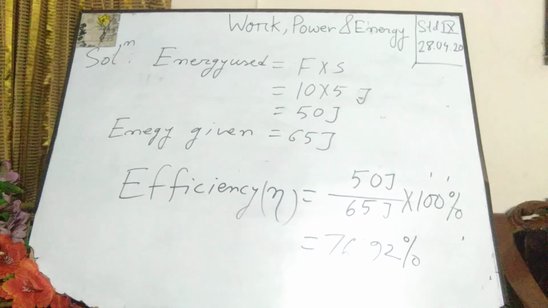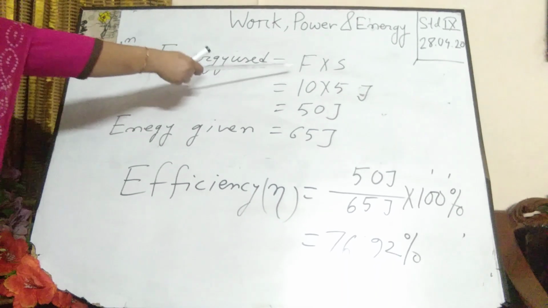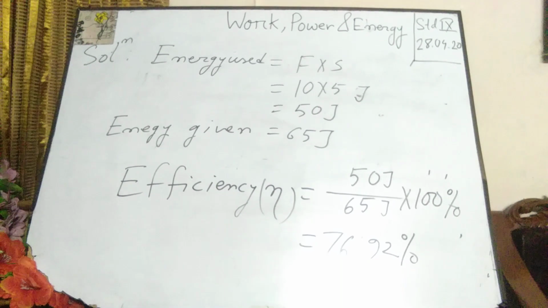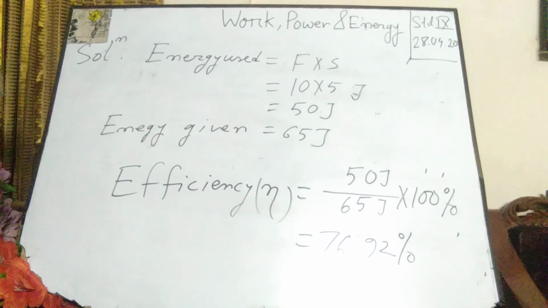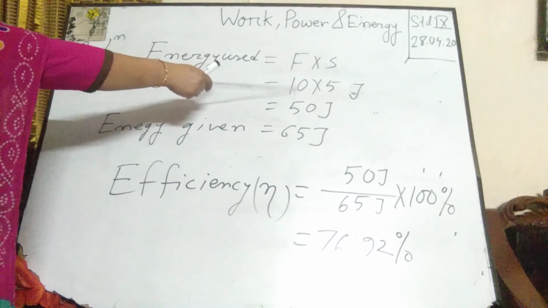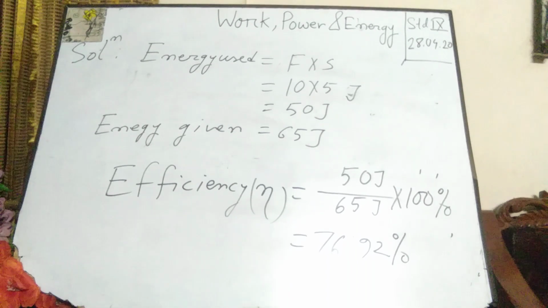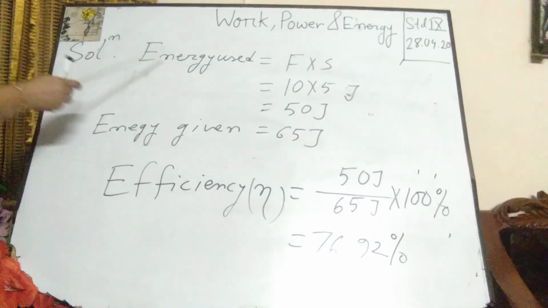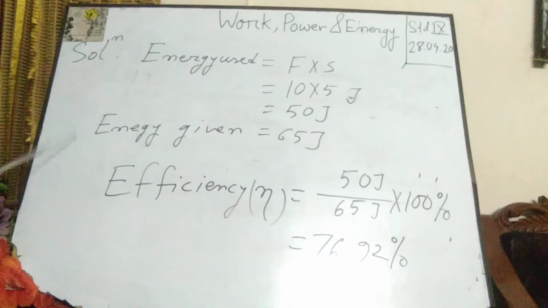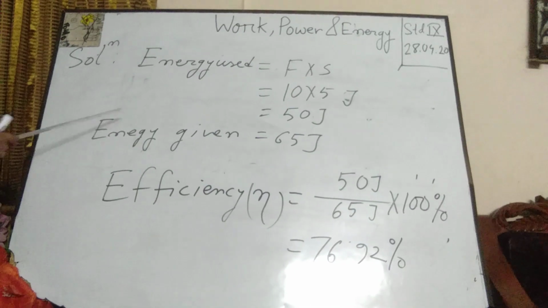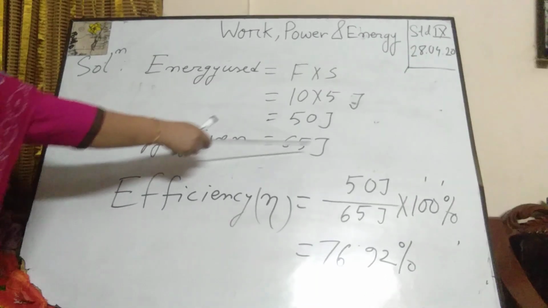Now, the solution of the math. I think you have already seen the question. Energy used equals force into displacement. Here a weight of 10 Newton is lifted up, so the applied force is 10 and the displacement is 5 meter, at a height of 5 meter from the ground. So energy used equals 10 into 5 joule, that is 50 joule. Here in the question the energy given is already mentioned. The motor uses an amount of energy, that is 65 joule.